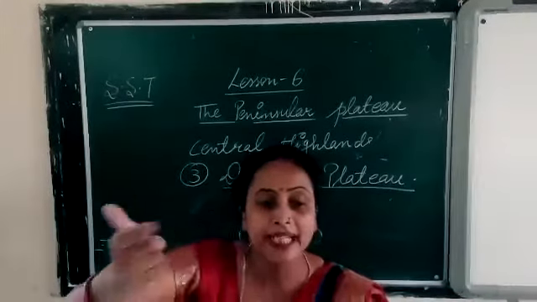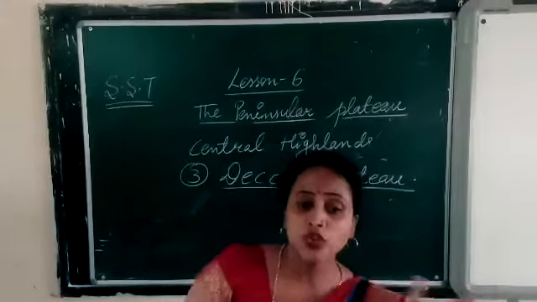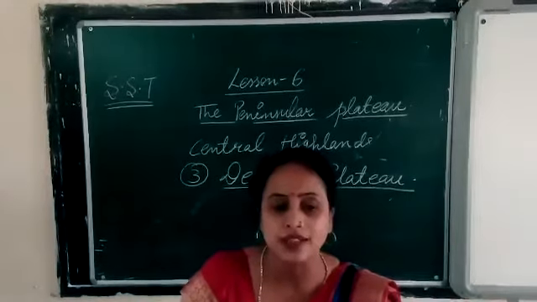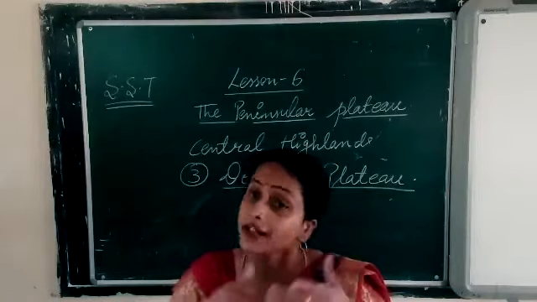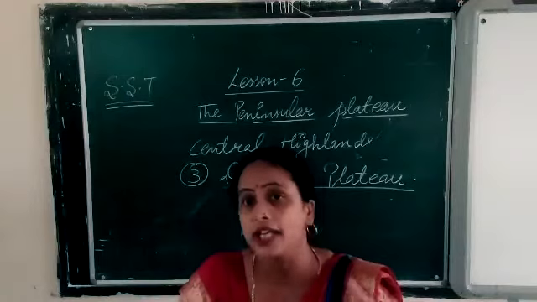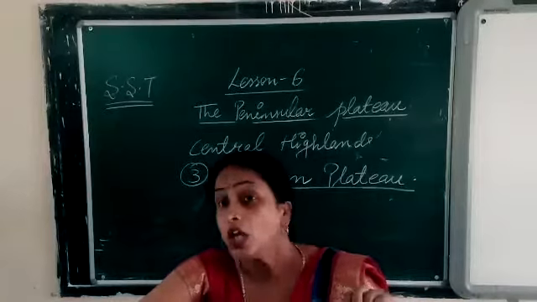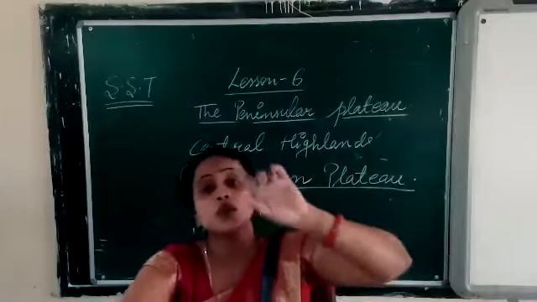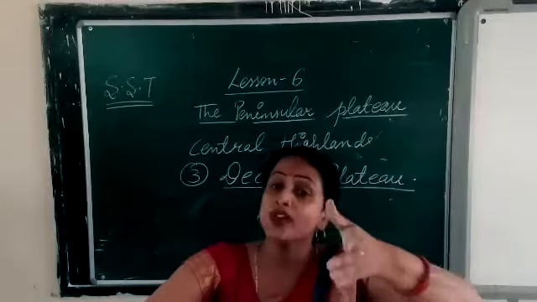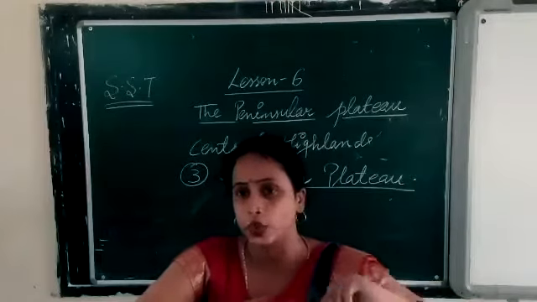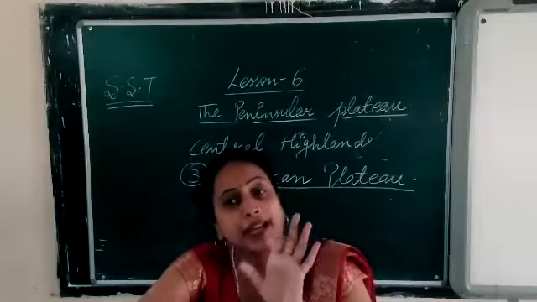Now here, the Deccan Plateau has many waterfalls. The most famous of them is Jog Falls. Jog Falls is a waterfall, and where do we find it? In the Deccan Plateau. It is the highest waterfall in India. Which is the highest waterfall? Jog Falls is the highest waterfall in India, and it flows in the Deccan Plateau, in the southern part of India.